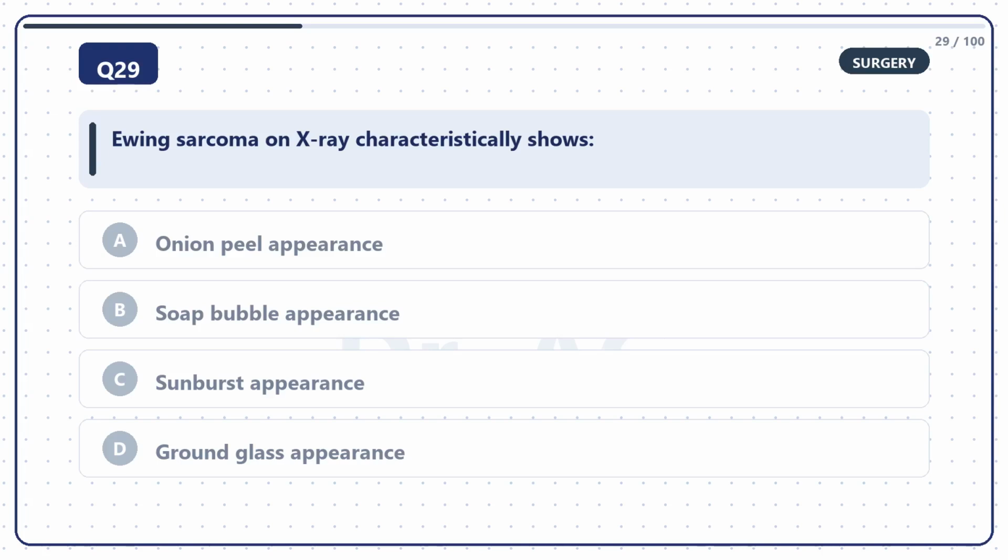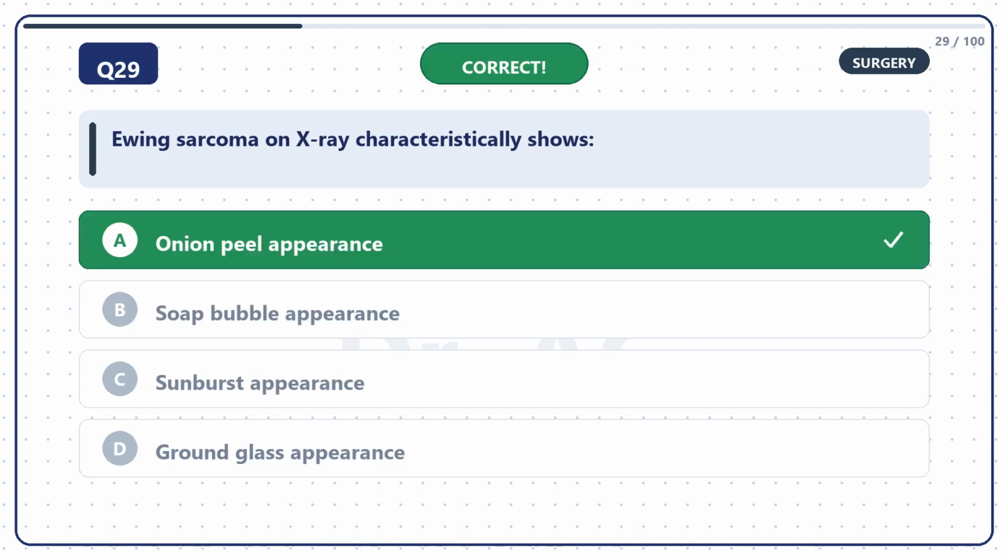Question 29. Ewing sarcoma on X-ray characteristically shows. Option A. Onion peel appearance. Option B. Soap bubble appearance. Option C. Sunburst appearance. Option D. Ground glass appearance. The correct answer is option A.